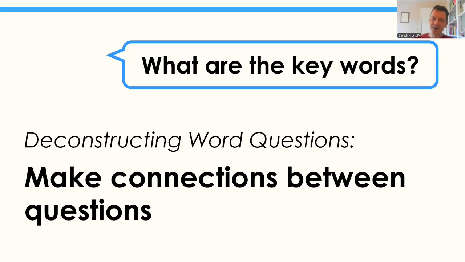One of the pieces of advice we'd often give to children in answering worded questions is underline the key words. But what are key words? Well, to help children to deconstruct worded questions, it's really crucial we help them to make connections between questions, identify what key information is, and to be able to see how one question relates to the other. So it's not just they're learning different kinds of worded questions in isolation.